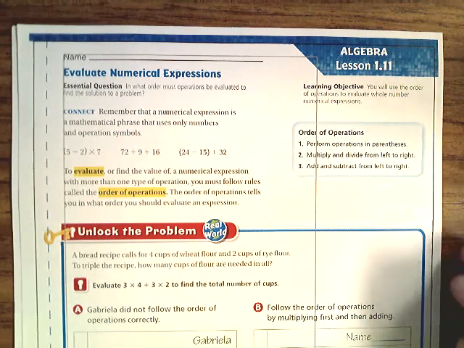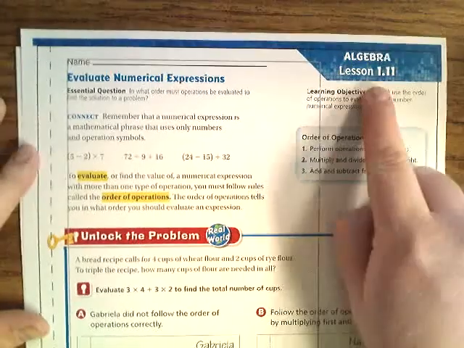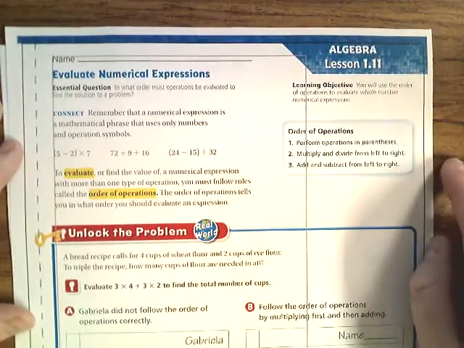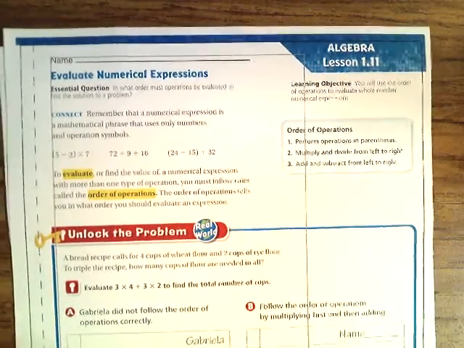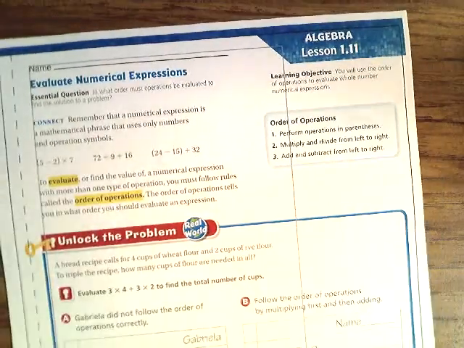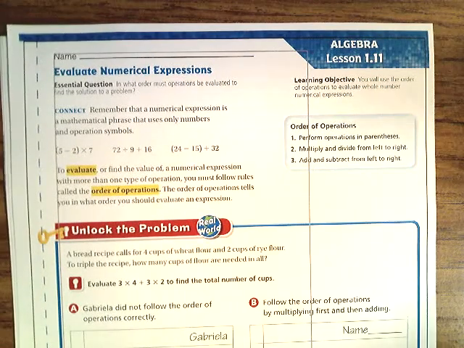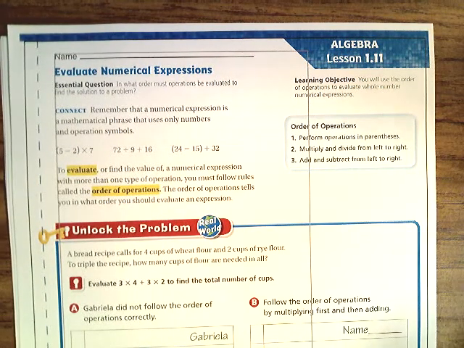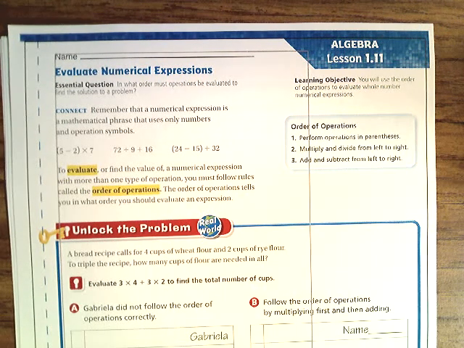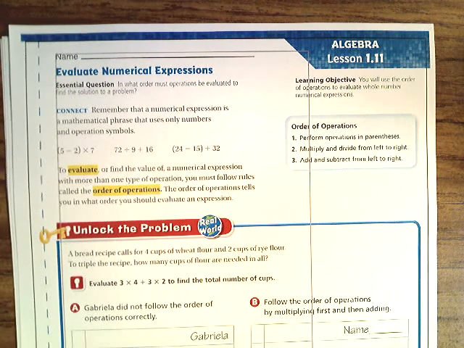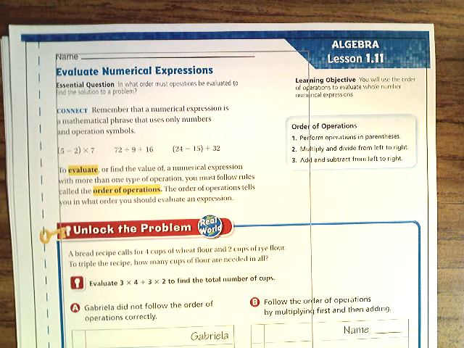All right, students, so today we're going to be working on lesson 1.11 in our Go Math book, pages 67 through 72. So you will need a pencil. I would bring your whiteboard or a piece of scratch paper to work through problems today because there's going to be a lot of steps that we're going to be taking a look at. And then, of course, pages 67 through 72. So if you don't have those, go ahead and grab them right now and we'll get started.